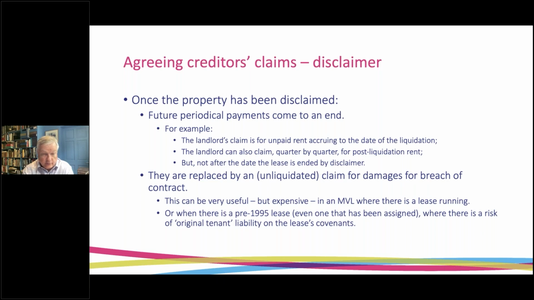That claim that the landlord has will be an unliquidated claim for damages for breach of contract, and that means that you will now have to assess and admit or reject that claim that the landlord is making. That can be a really useful way of replacing this future commitment to pay rent, this open-ended commitment, with a single claim in the liquidation. You will then have to assess the value of that claim and agree it with the creditor. That can be another difficult and complicated issue depending upon how much is at stake, but disclaimer can be a really useful way of dealing with those sorts of future payments.